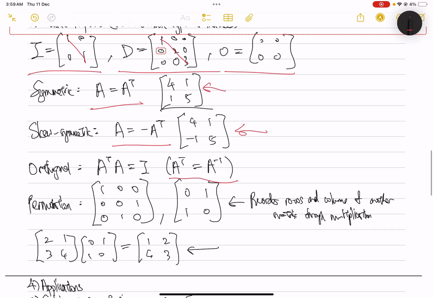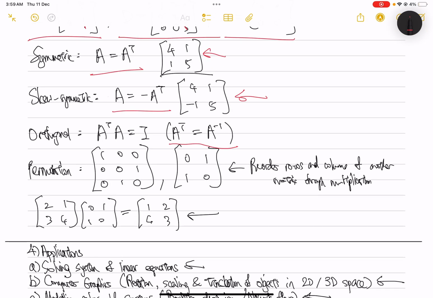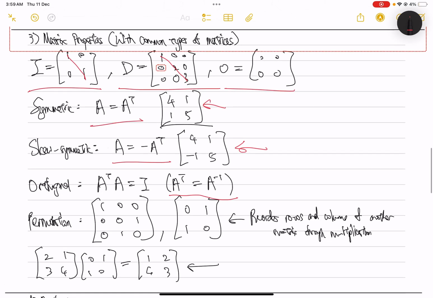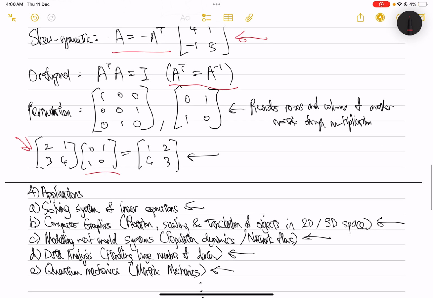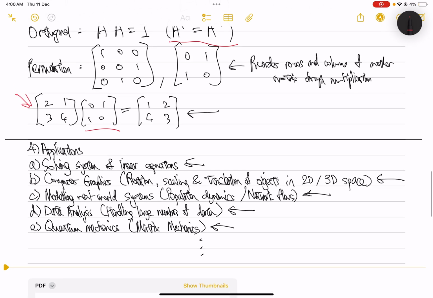And for permutation matrices, it's essentially having exactly one 1 in each row. Basically, it reorders rows and columns of another matrix through multiplication. As you can see, you have an example here. After multiplying by a permutation matrix, you can see the elements are swapped. And as for applications, matrices can solve systems of linear equations, do computer graphics, model real-world systems, do data analysis, and they're very helpful in quantum mechanics, as mentioned. There's a whole field called matrix mechanics.